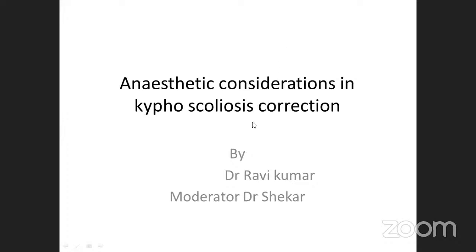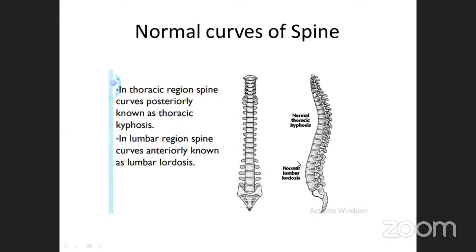Today my topic is anesthetic consideration, kyphoscoliosis correction. Normal spine curves are either structural or non-structural. Structural curves lack normal flexibility and don't correct with bending towards convexity or lying supine. Non-structural curves resolve with bending towards convexity or in supine position.